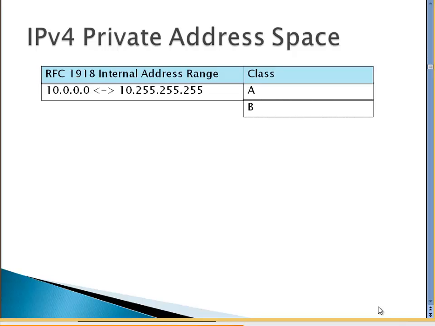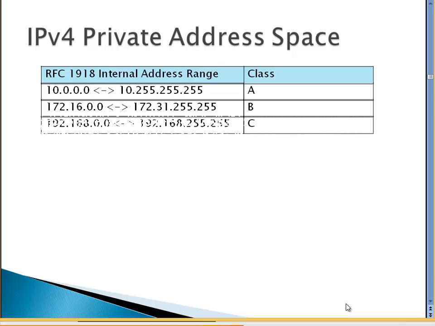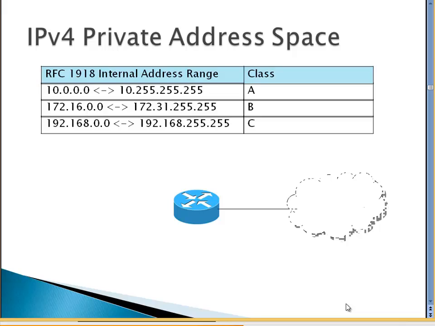Then we have class B. Class B is the hardest. The class B address range is from 172.16.0.0 all the way up to 172.31.255.255. And then we have the class C address range, from 192.168.0.0 all the way up to 192.168.255.255.